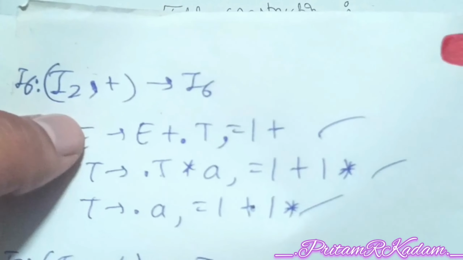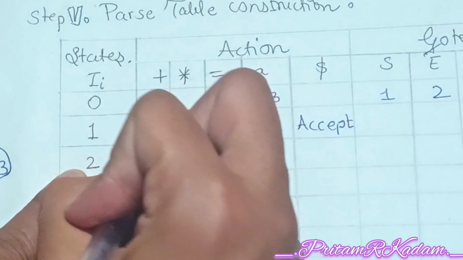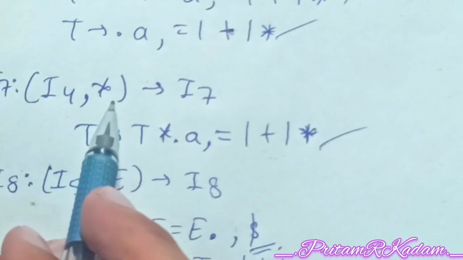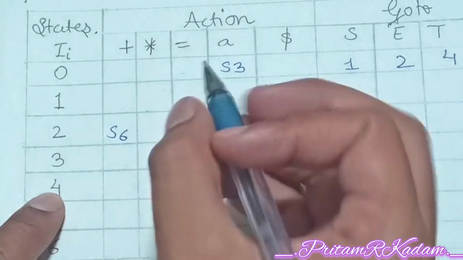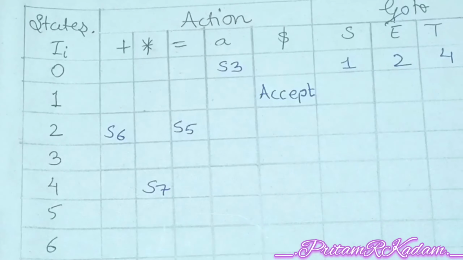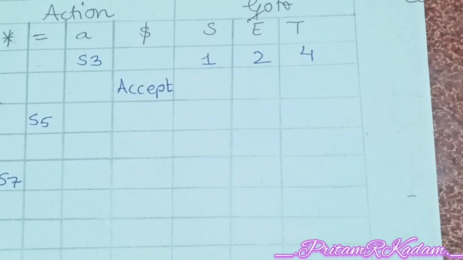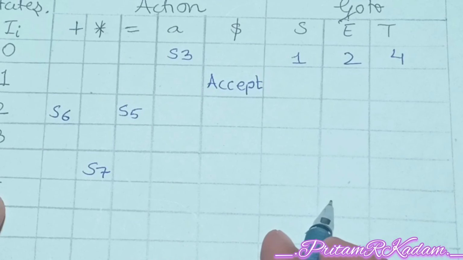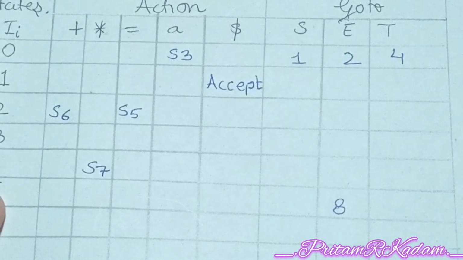Okay, so now for the next part, I2 on plus goes to I6. So under plus I have to write S6. Okay, so for the next part we have I4 on star goes to I7. So I4, and under the star I will write S7. Okay, so now for the next part, I5 on capital E goes to 8. So I5, and under the capital E cell I will write 8 directly because it is under the go to part. Okay, so let us write 8 over here.